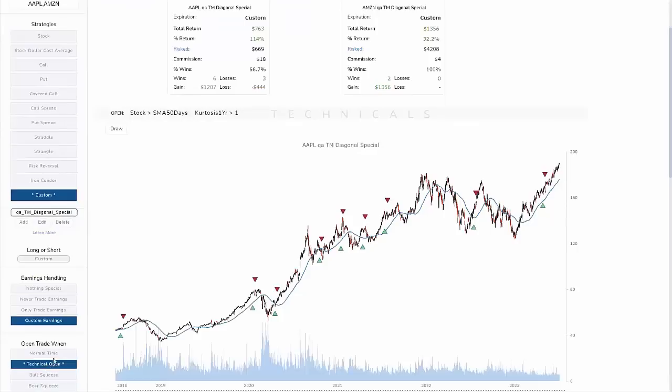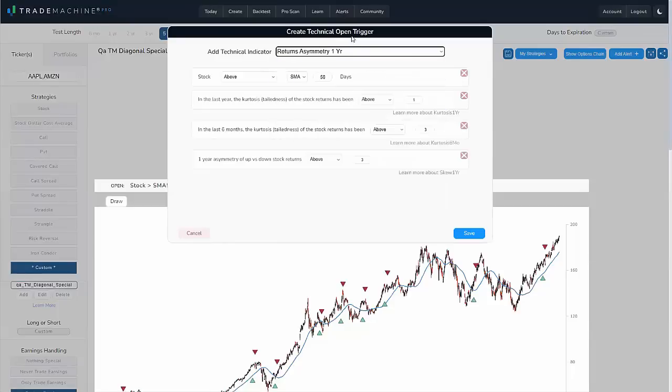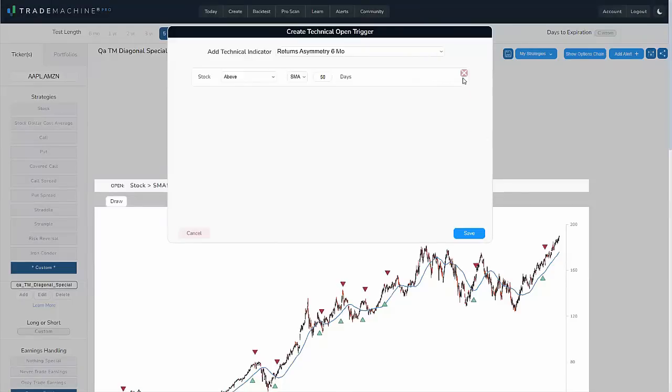I went into the technical open and I added the 1-year skew. If you want, you could add the 6-month skew. Kurtosis. You could add the 1 and 6-year skew. So return asymmetry is a fancy name for skew, and kurtosis is a fancy word for tailedness, right? So that's how it works. That is the end of my formal presentation.